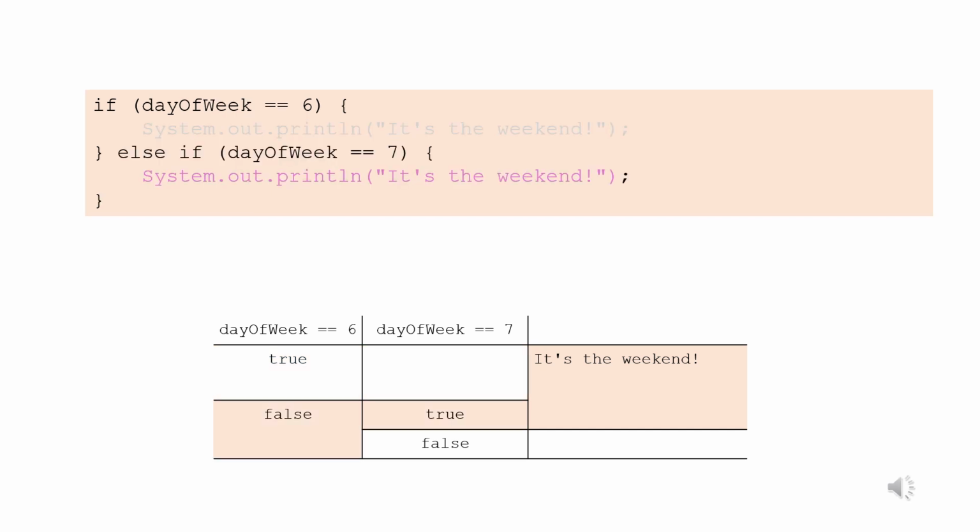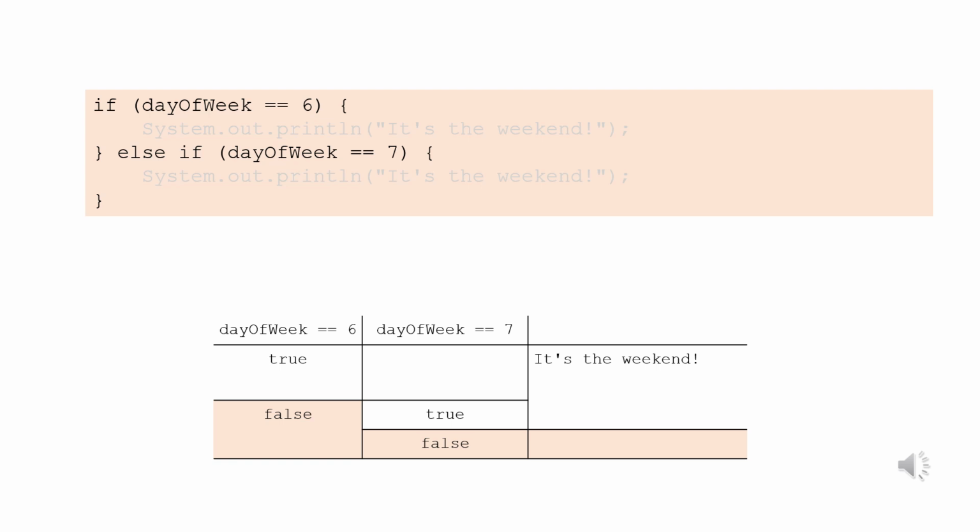However, when the if condition is false, then the program proceeds to the next branch, and it's an else if. It checks the condition of the else if, whether day of week is equal to 7 or not. When this condition turns to true, the program prints it's the weekend. And when both of these conditions evaluate to false, the program skips the body of both if and else if statement, and there's nothing else outside of these branches, so the program does nothing.